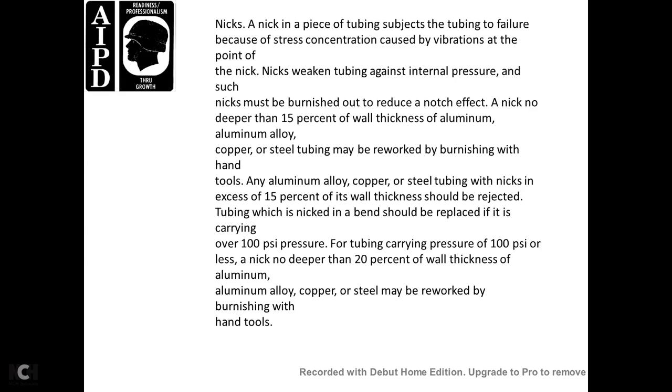Nicks weaken the tube against internal pressure, such that the nicks must be burnished out to reduce the notch effects. The nick should be no deeper than 15% of the wall thickness. Aluminum alloy, copper, and steel tubing must be reworked by burnishing with hand tools. All aluminum alloy, copper, and steel tubing with nicks in excess of 15% of the wall thickness should be rejected.